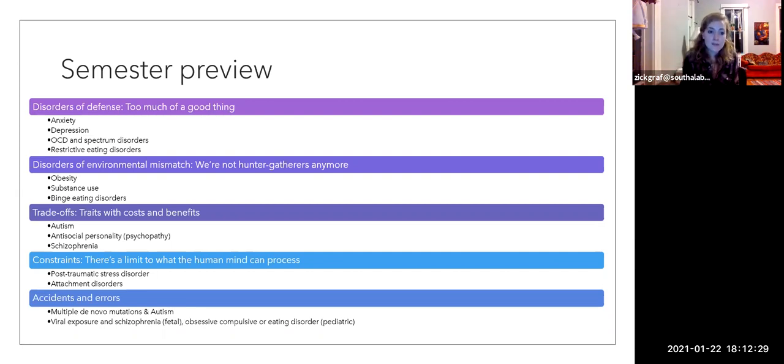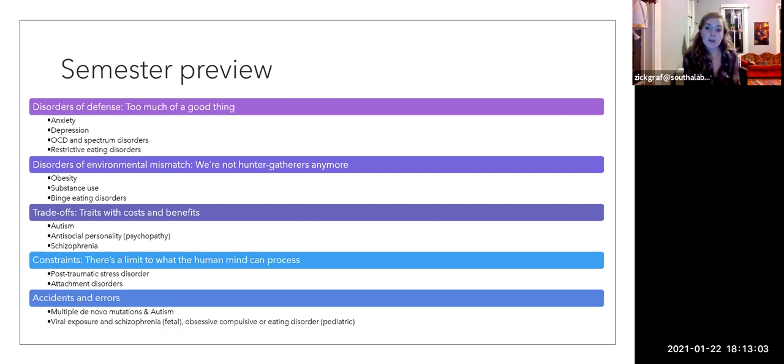Disorders of environmental mismatch include things like obesity. We evolved as hunter-gatherers in environments where food was scarce. So it was very adaptive for our ancestors to be very drawn to high-calorie foods and to eat as much as they could when those foods were available. So naturally, modern humans living in environments where those foods are readily available aren't naturally good at regulating their eating around those foods. Same with substance use. We didn't evolve around highly refined substances that trigger the same neural pathways as natural reinforcers.